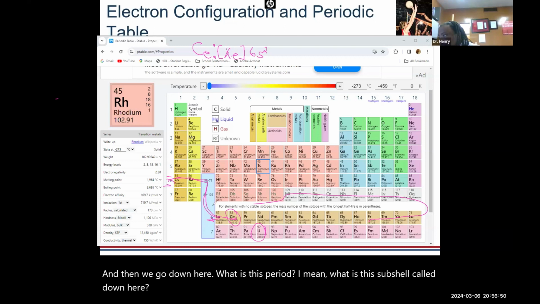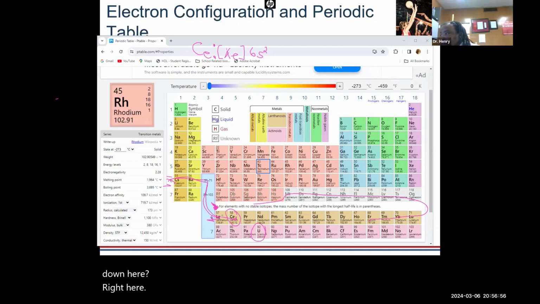Right here. That one is 6D? Wait, nope. No, wait. The D is up here. So what is this called down here? These, how many are there? Don't count the last two. There are 14. So who has 14 electrons?